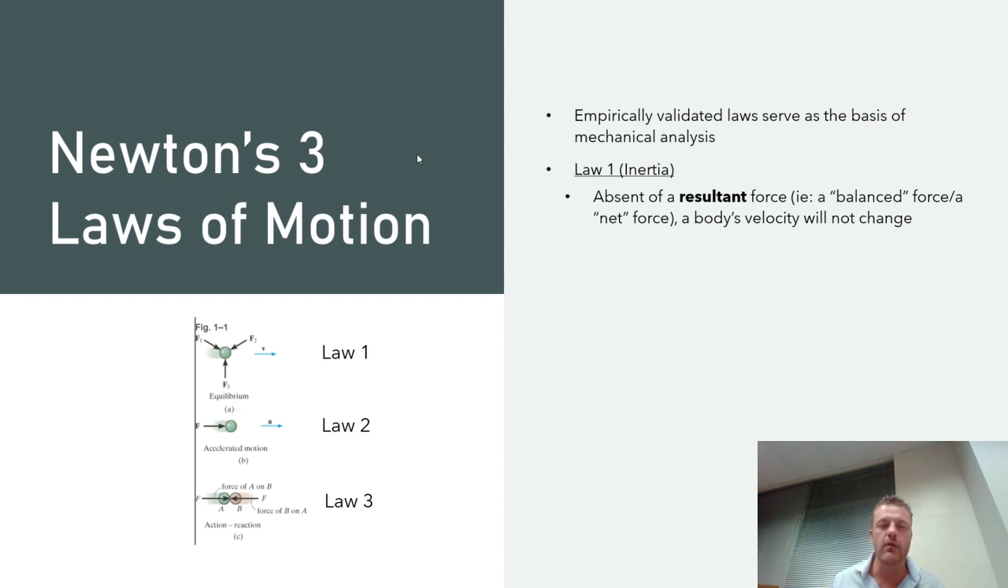So that's an important thing to know, that the resultant force is just the sum of all forces acting upon a body. And since forces are vectors, we're going to have to add them using the laws of vector addition that we talked about in the last learning module.